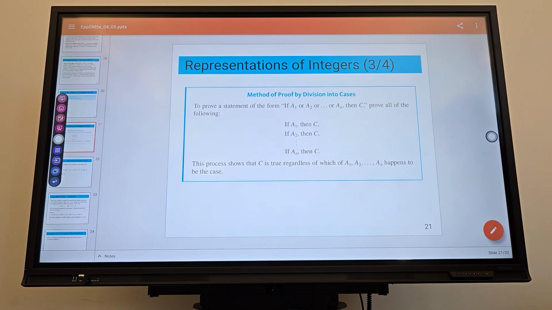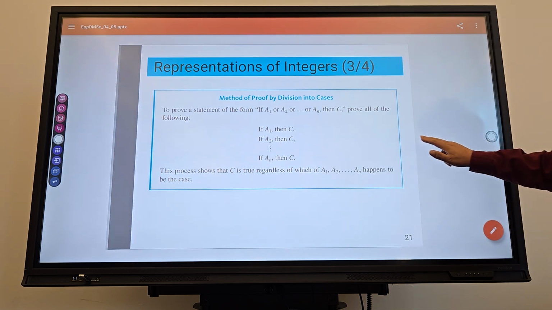To prove a statement of the form, if A1 or A2 or ... or AN, then C, prove all of the following: if A1, then C, if A2, then C, and so forth to if AN, then C. This process shows that C is true regardless of which of the A's happens to be the case. That's proof by division into cases.